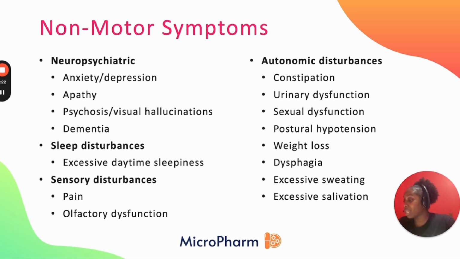Excessive daytime sleepiness can happen. Usually it tends to be more related to the medication that's taken for Parkinson's, which we'll go into. There can also be sensory disturbances where people might experience pain or issues with their smell. And then there are autonomic disturbances, which are related to issues with the autonomic nervous system, which is responsible for our involuntary physiological processes like regulating our heart rate, blood pressure, breathing, and also sexual arousal. These symptoms arise from disturbances of that system.